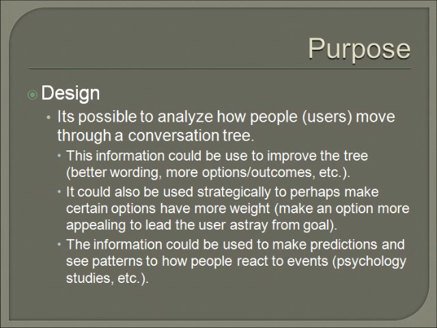Design is also an important purpose of dialog trees. It is possible to analyze how people move through the tree. With this information, imperfections could be revealed, such as bad wording, and could be used to change or add more options for the user to pick from. The information could be used strategically to give some options more weight or importance for some situations. It is also possible that this information could be used to make predictions based on patterns that have been found when people react to each new part of the dialog tree.